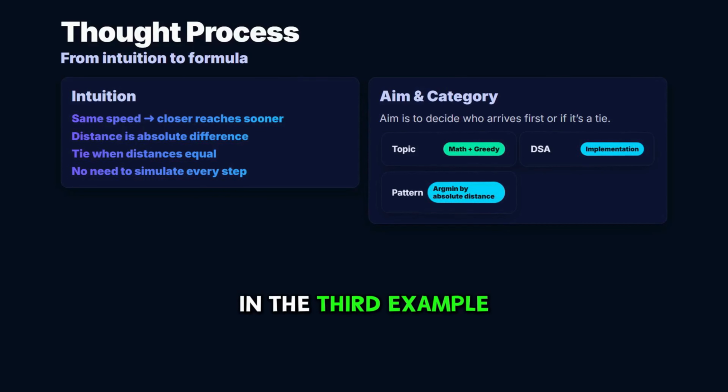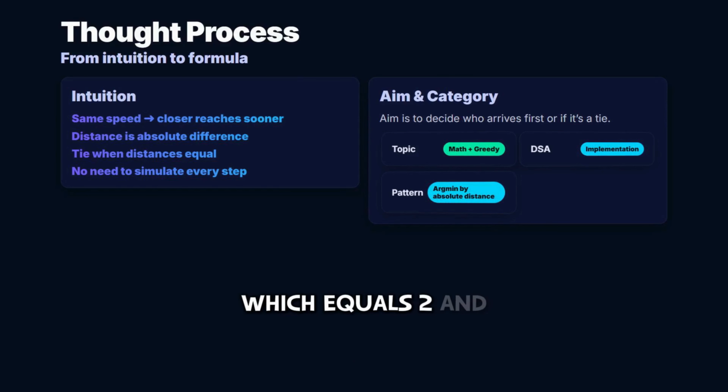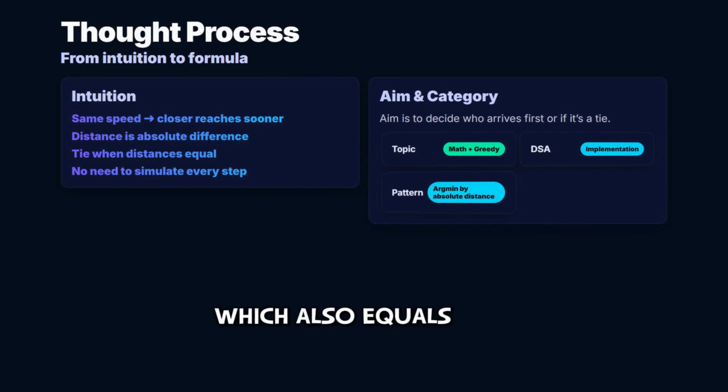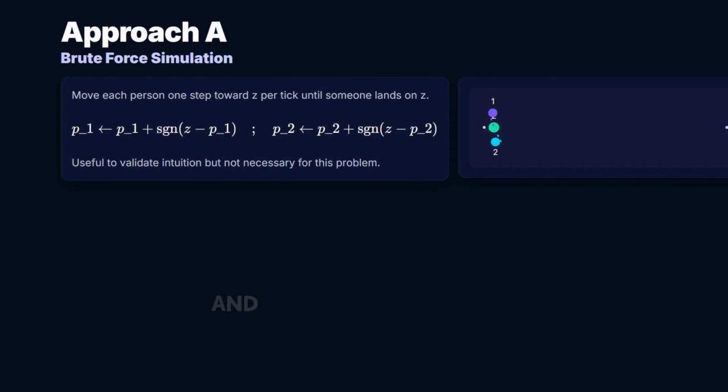In the third example, the distance from person 1 to the friend is the absolute value of 3 minus 1, which equals 2, and the distance from person 2 to the friend is the absolute value of 3 minus 5, which also equals 2. Since both distances are the same, both people arrive at the same time, and the correct answer is 0.